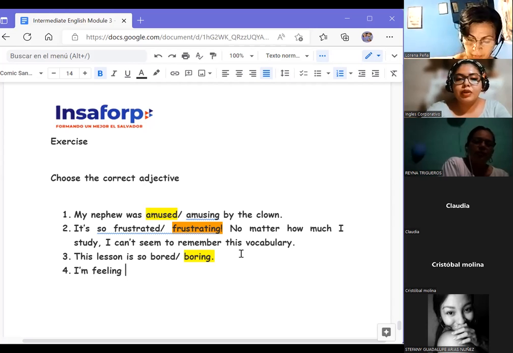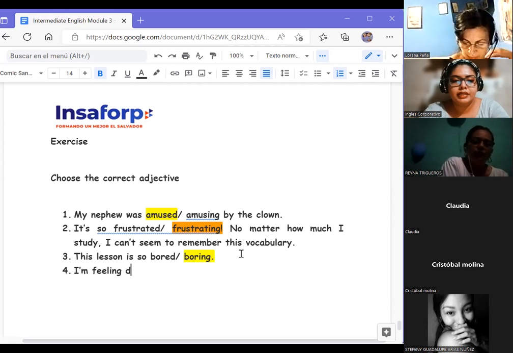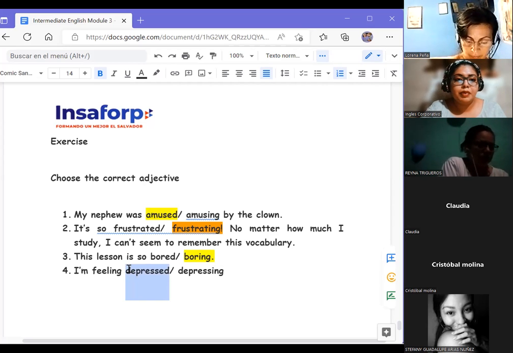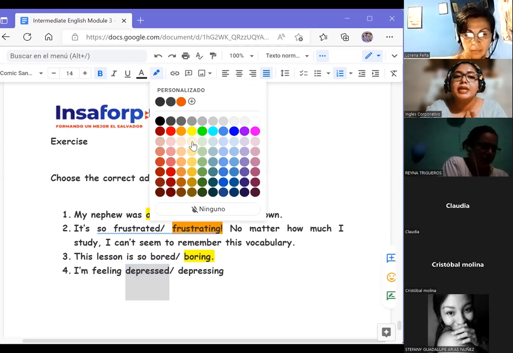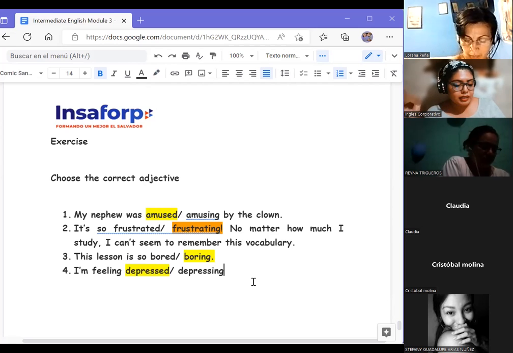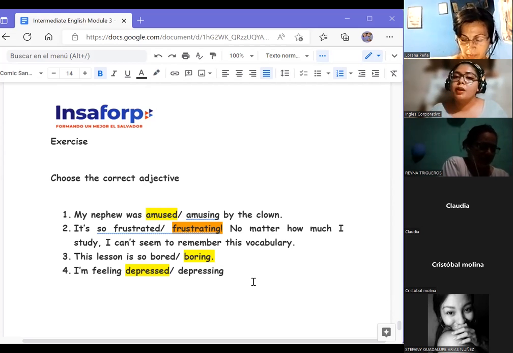Number four. I'm feeling, and we have two options, depressed or depressing. Depressed. Depressed, good. I'm feeling depressed. In this case, I'm talking about me, the things that I am feeling. Why am I feeling depressed? I'm going to go home because I'm feeling depressed. I'm going to go home, eat some chocolate, and go to bed early with a good book.